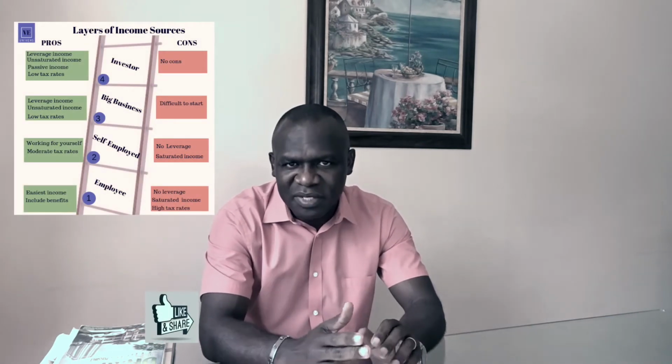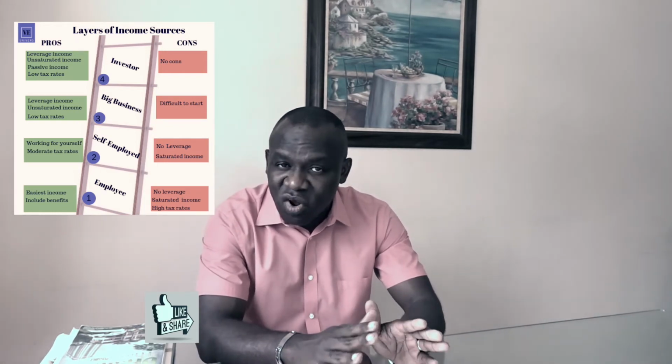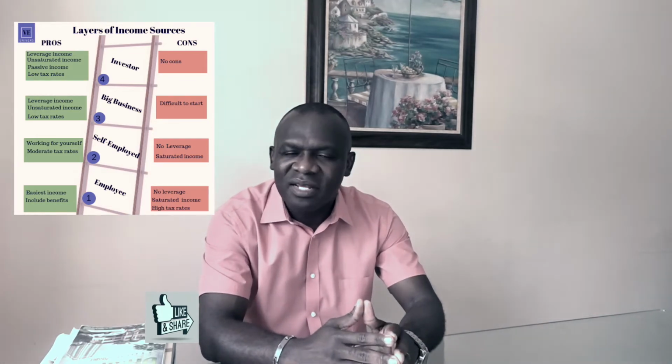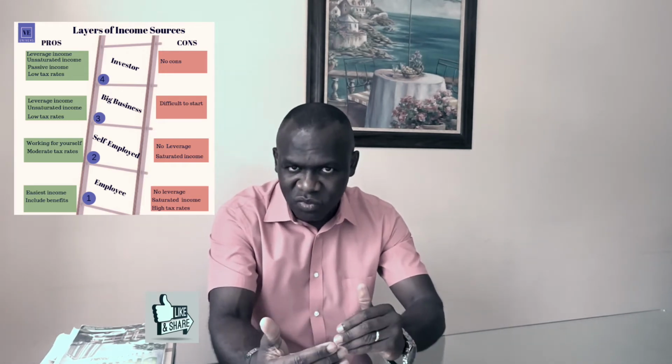Now, I mentioned that I'm going to wrap it up using the layers of income sources. When I talked about that in my first video, I broke it down into 4 layers. Layer number 1 is employee. Layer number 2 is self-employed. Layer number 3, big businesses. Layer number 4, investors. So when it comes to active and passive income, if you look at the chart, layer number 1 and 2 are considered as active income. Why? Because you spend time and energy or service to make the money.